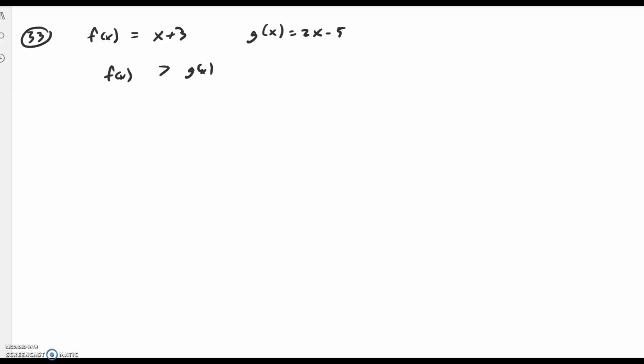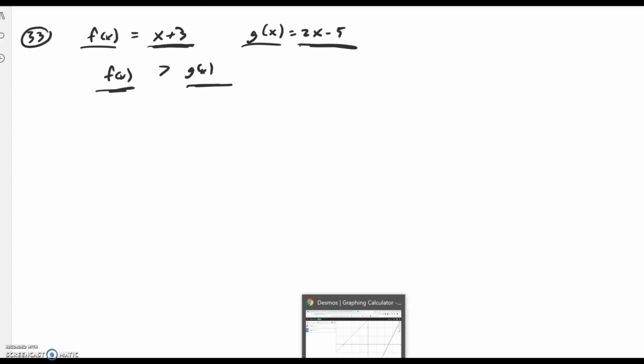So problem 33 in essence asks us to make it look like problem 27 and then make a graph and use the graph to solve the inequality. So I took the left-hand side, the x plus 3, and I called it f of x. I took the right-hand side, 2x minus 5, and I called it g of x. Then we're interested in when x plus 3 is greater than this, so when f of x is greater than g of x. Now I could have graphed both of those, but I decided not to. I decided to go over and use Desmos, and on your homework, if you want to use Desmos, you can.